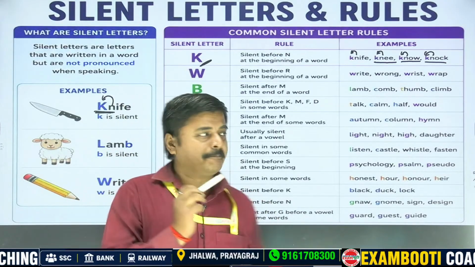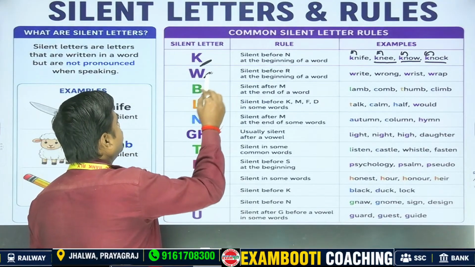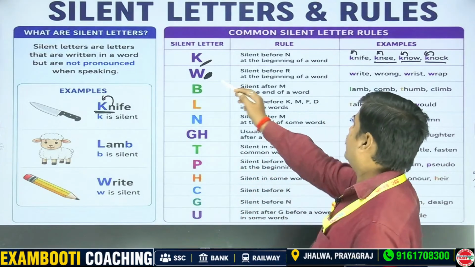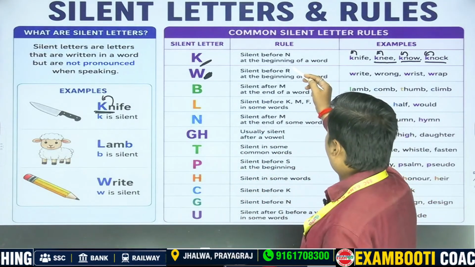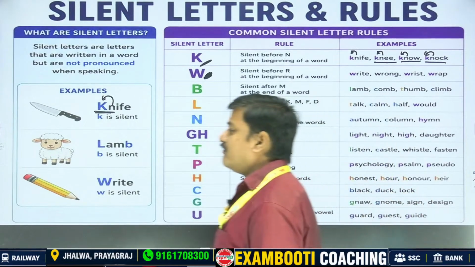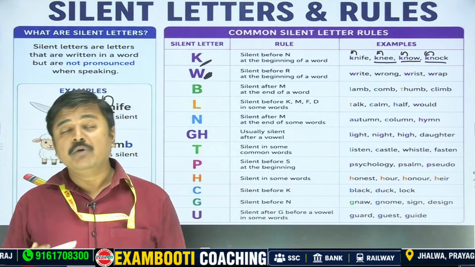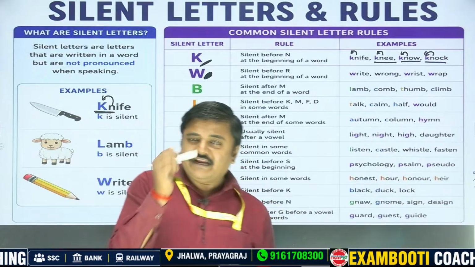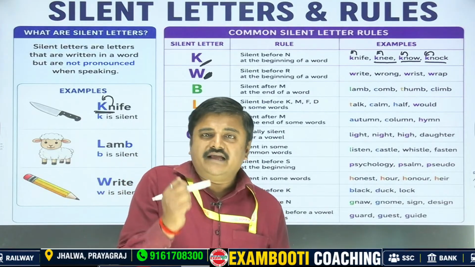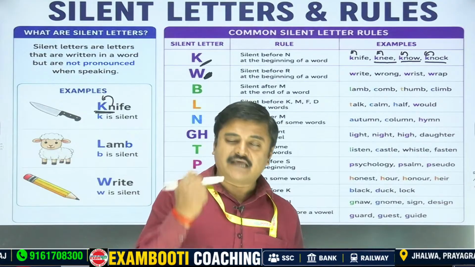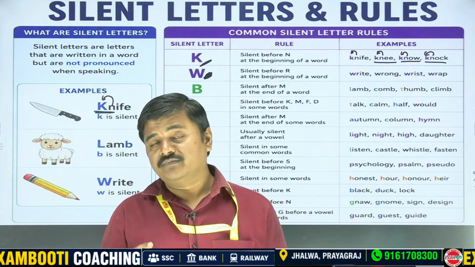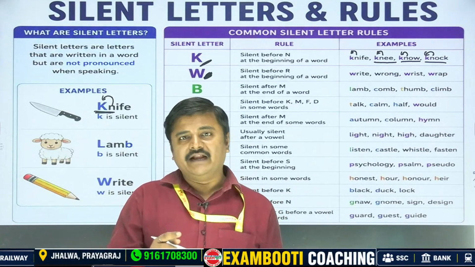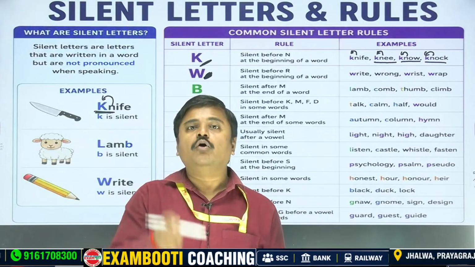So the second rule: if you see W before R, if a word is starting from W and it is followed by R, then the W will be silent. This is the second rule. W will be silent if a word begins with W and this W comes before R.